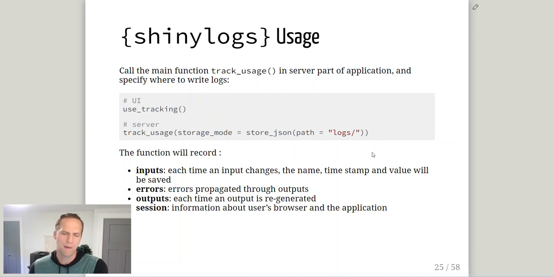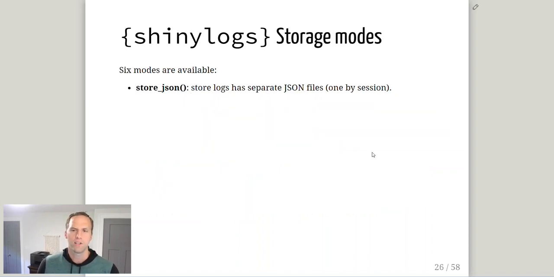Okay, so what's going to happen when this app is launched and starts recording information? It's going to record information about inputs, errors, outputs, and also session info. For inputs, each time an input is changed, it's going to grab the name, the timestamp, and the value. Errors are very self-explanatory. If an error occurs, it's going to log the timestamp and what the error actually reported in the console. It's going to tell you each time an output is regenerated, and then lots of information about the user's browser and session.